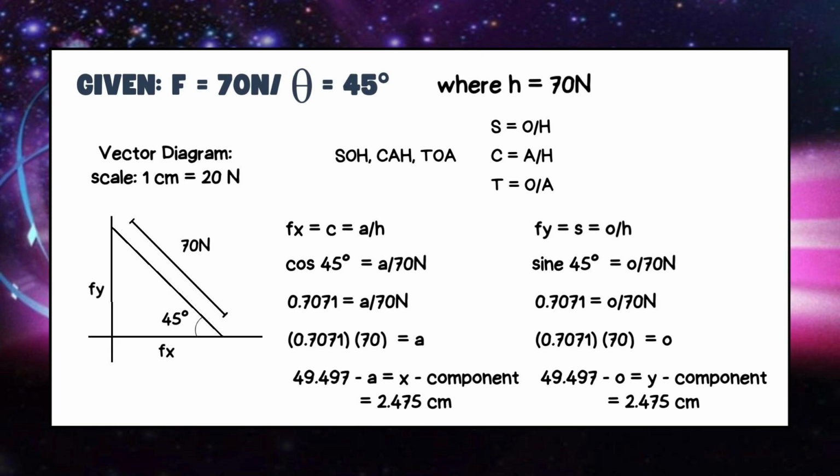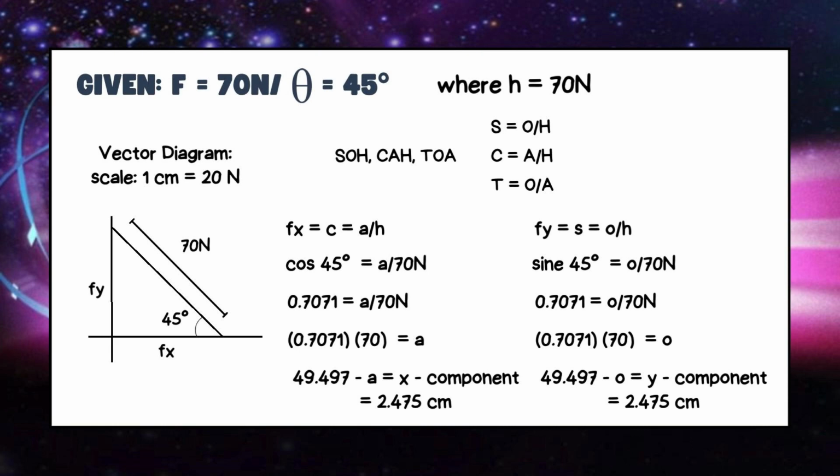Para makuha ang Fx or x component, gagamitin natin yung cos, which is cosine is equal to adjacent over hypotenuse. So, alam na natin yung hypotenuse, which is the 70 Newtons. Diba kasi ang hypotenuse, yun yung pinakamahabang line. So, yun naka-diagonal. So, 70 Newtons yung hypotenuse. So, isasubstitute lang natin, cosine 45 degrees. Ita-type natin yun sa calculator, which is, ang lalabas is 0.7071.